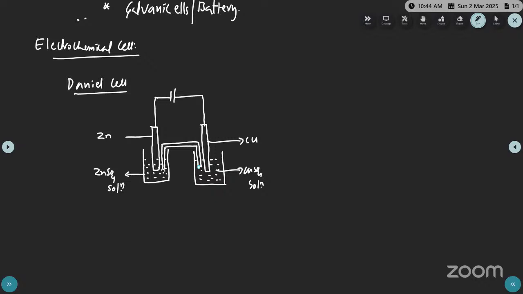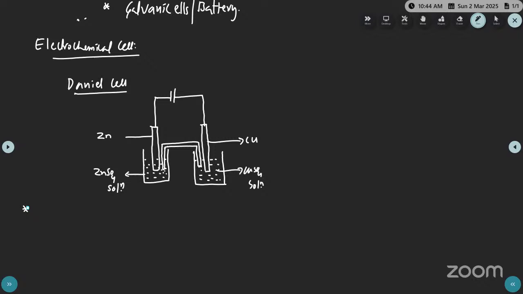So in the above cell, which is anode and which is cathode? The Daniell cell is specific for zinc and copper electrodes. It consists only of zinc and copper electrodes. In these two electrodes, which is anode and which is cathode? Zinc is the anode and copper is the cathode.